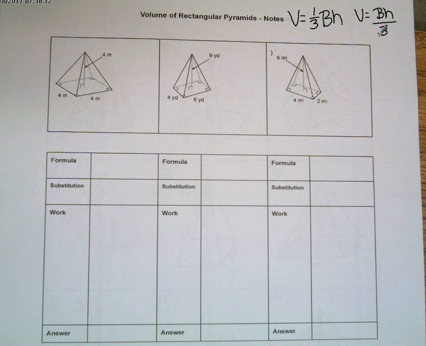Because when we multiply something by 1/3, as in this first formula right here, we would multiply 1/3 times the area of the base times the height of the pyramid. The second formula is just taking the area of the base times the height of the pyramid and then dividing that answer by 3. So that's what I'm going to be using to show you.